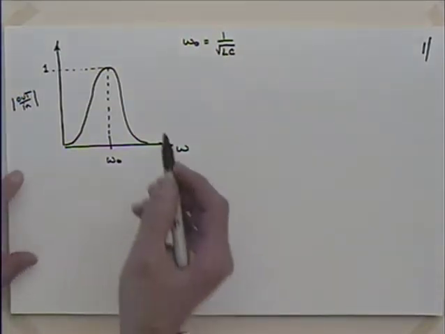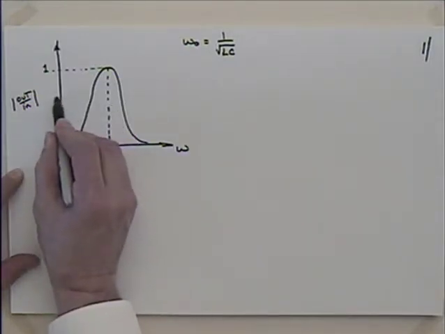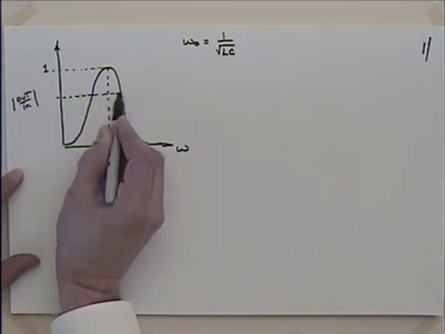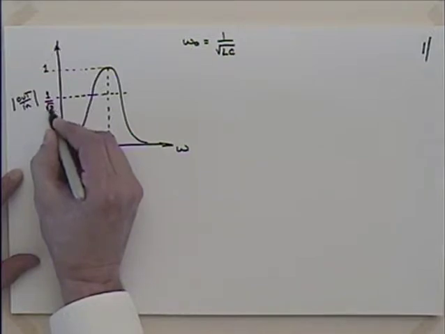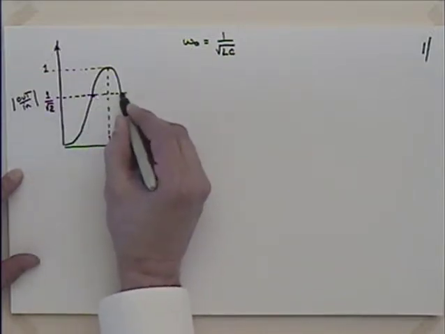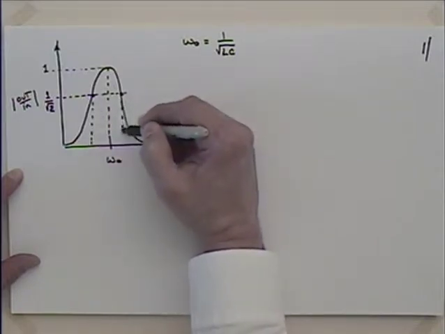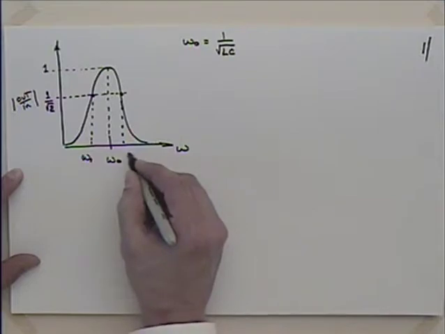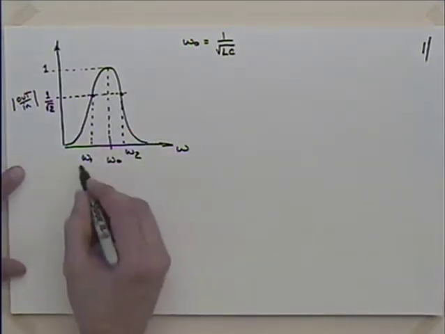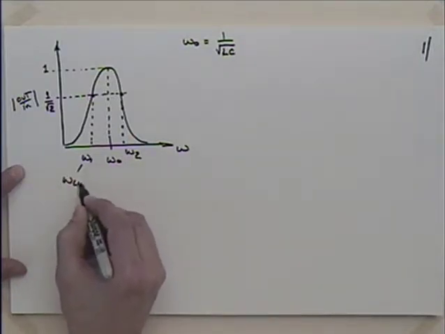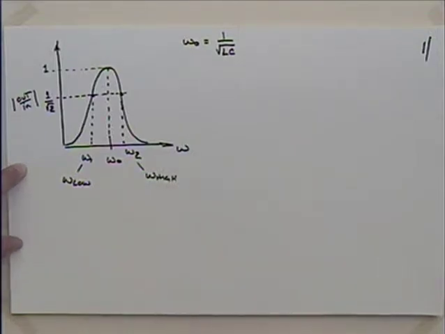And then I talked about this point here. I think we didn't do it in much detail, but as we were finishing up, there's a point across here where we take this 1 and we divide it by the square root of 2, and those are where our half-power frequencies are. So we have these points here, omega 1 and omega 2, and sometimes they're called omega low and omega high. Okay, those are half-power frequencies.